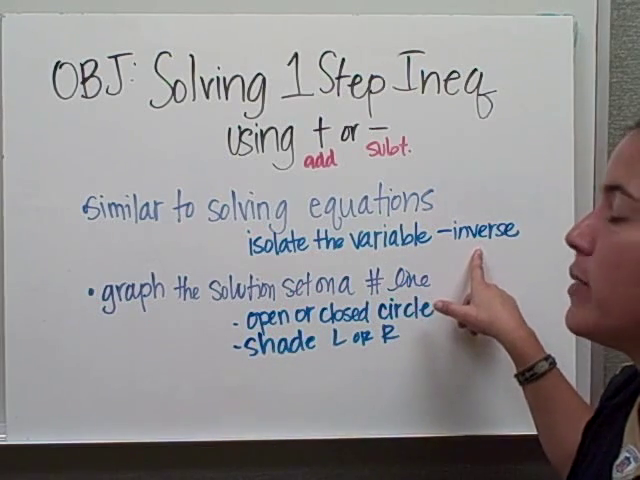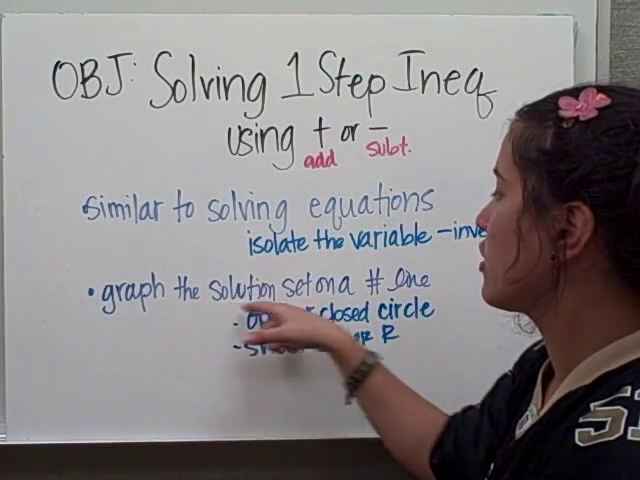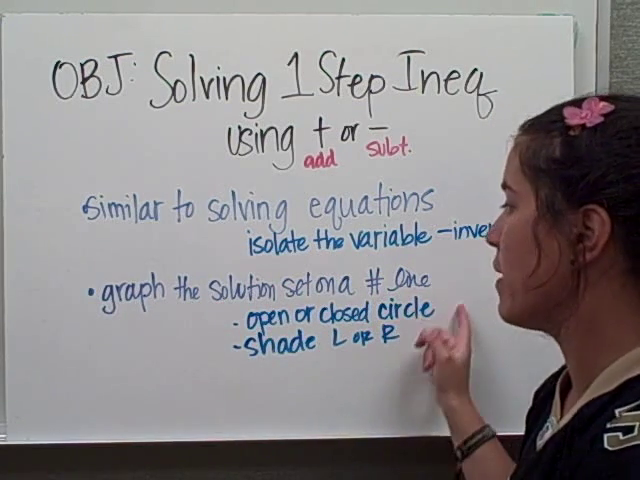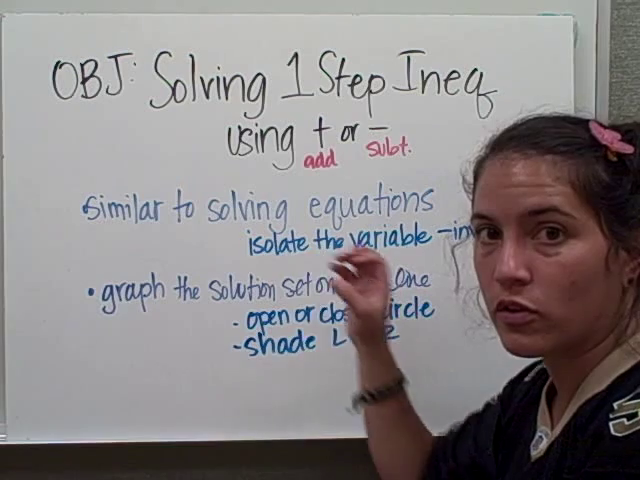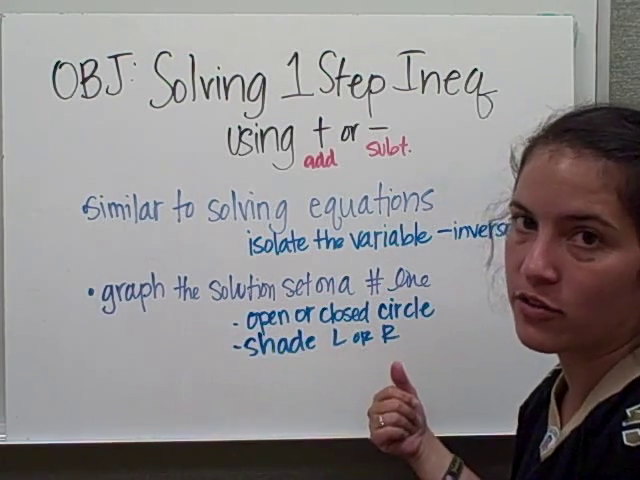You want to isolate the variable by using the inverse. Today we're only focusing on adding and subtracting. Then you want to graph the solution set on a number line. Remember, it's either going to be an open or closed circle, and you're going to shade either to the left or to the right.